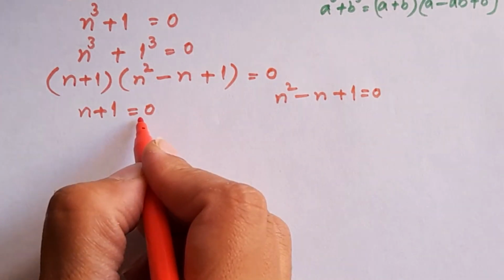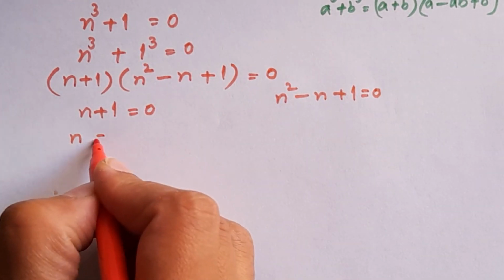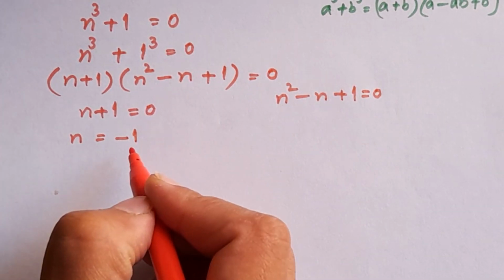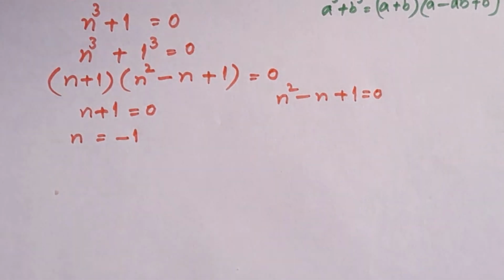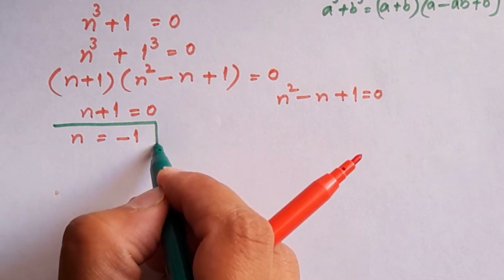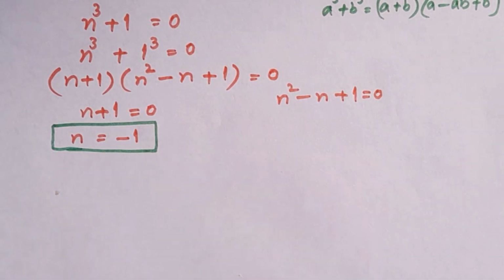From the first case, we can get the value of n. n is equal to negative 1. This is one value of n. Now we are going to solve the second case.